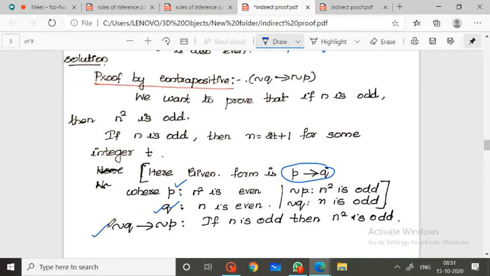കോൺട്രാപോസിറ്റീവ് വെച്ചിട്ടാണ് ഞാൻ ട്രൂ എന്ന് പറയാൻ പോകുന്നത്. That means I'm going to assume that negation Q implies negation P: if n is odd, then n square is odd. That means we take the connective words if, then. If n is odd, then n square is odd. So if n is odd, let us take n to be an odd number. Let us take n is equal to 2t plus 1 for some integer t.